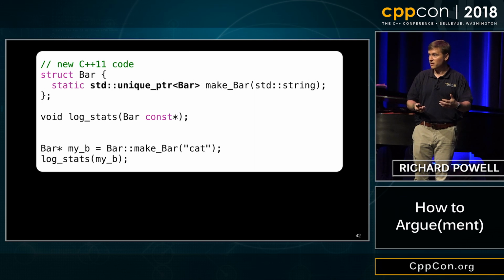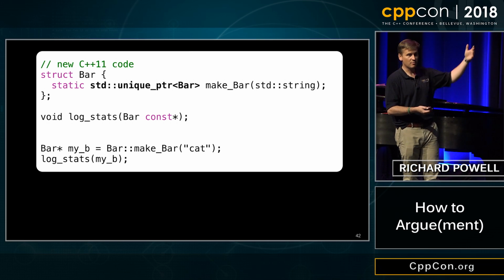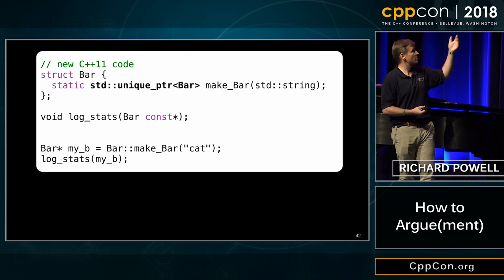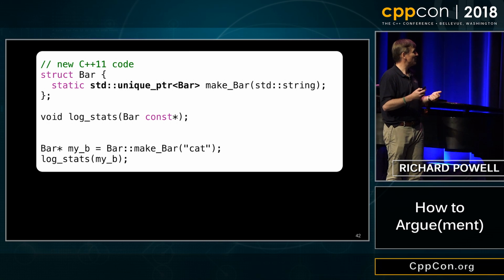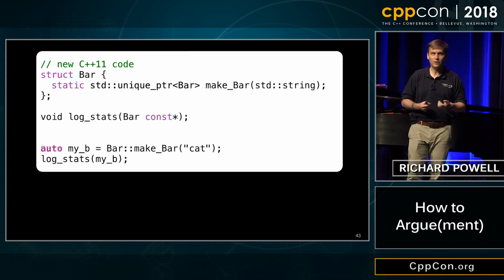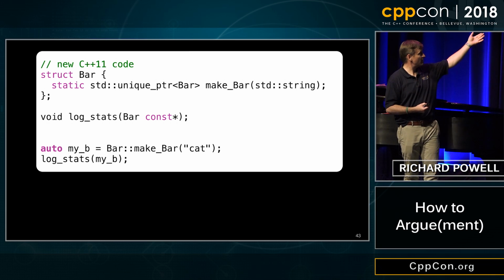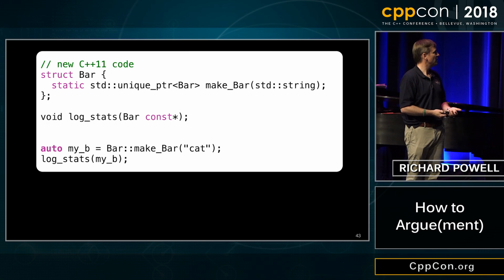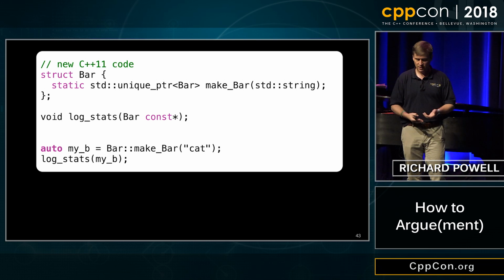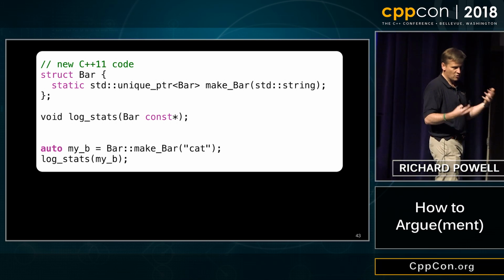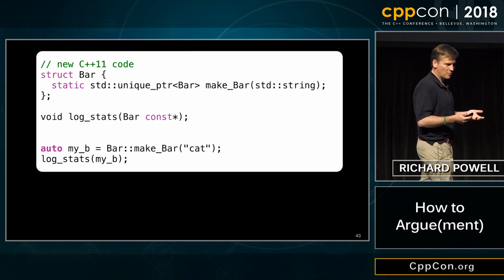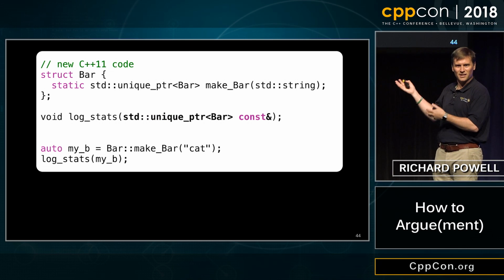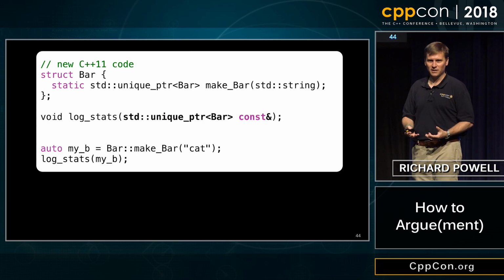So C++11 comes out, and I'm super excited, so I read something about how I should return my factory function objects by unique pointer, so I do so. And then I find, oh, I should also now start using auto, and I've changed my return type for make bar to an auto. Everything's great, except my code still doesn't compile. My logstats function doesn't work. And I was reading, we have a unique pointer now, I shouldn't be using any more raw pointers. But this function takes a raw pointer. Okay, well, I guess I'll have to change it to this. And that just didn't feel right.